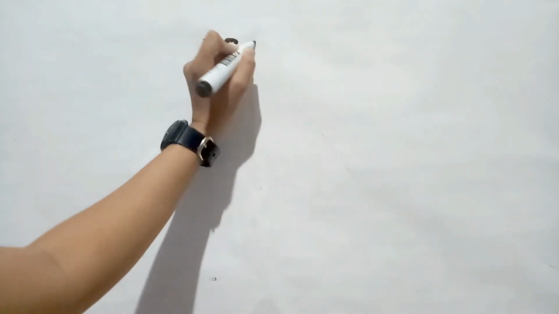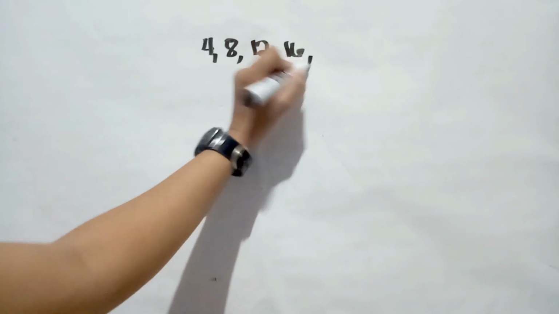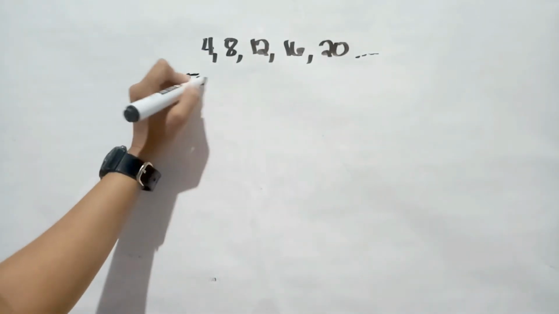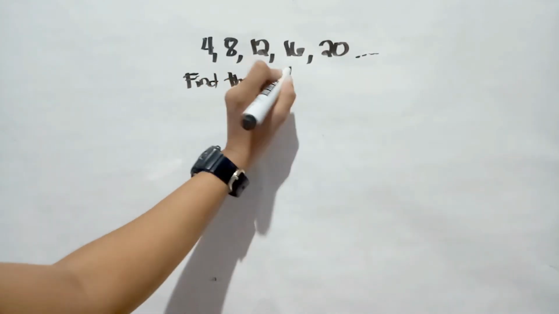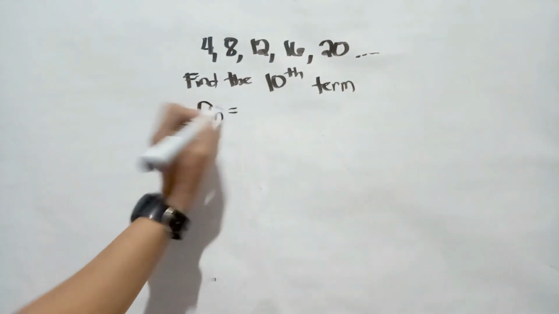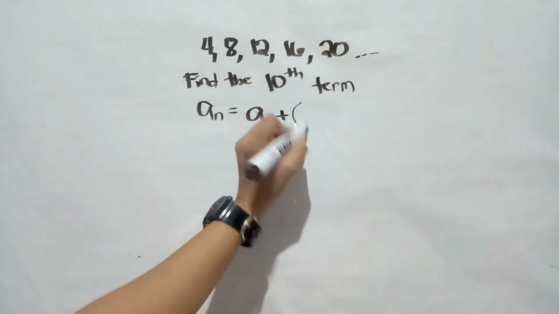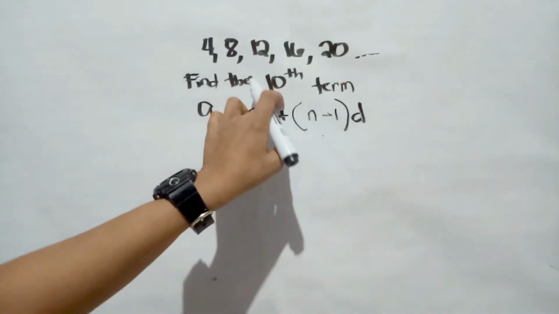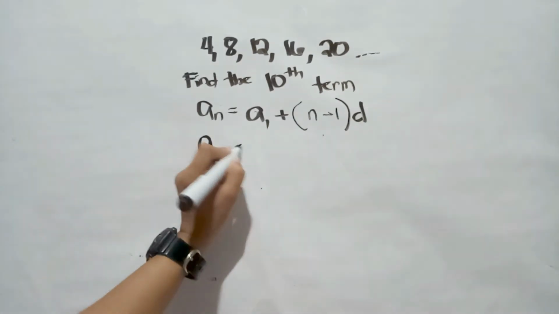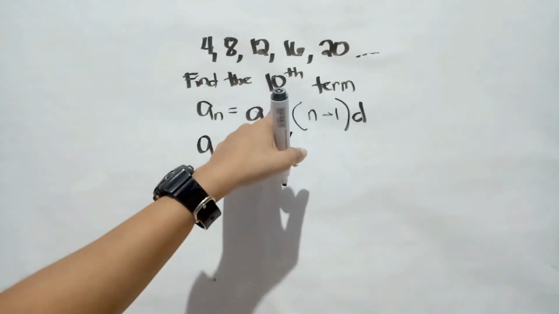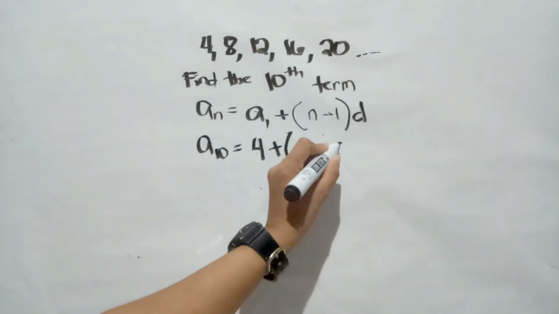Let's have another example. Sequence is 4, 8, 12, 16, 20, and so on and so forth. So find the 10th term. So use the formula. A sub n is equal to a sub 1 plus n minus 1 multiplied by d. Then a sub n is equal to the 10th term. So a sub 10 is equal to a sub 1, which is 4, the first term, plus n, or the last term, which is 10, minus 1.